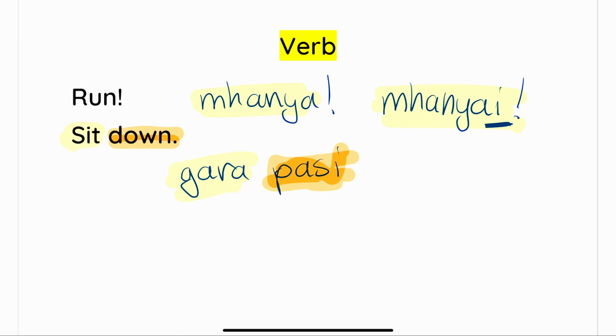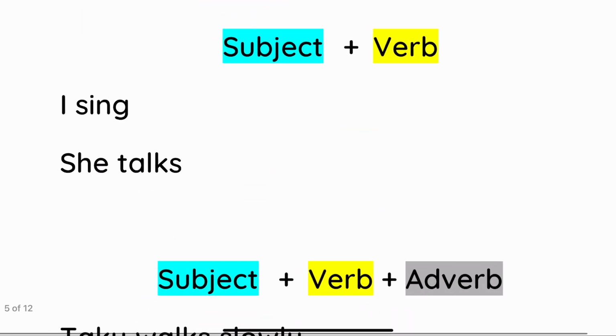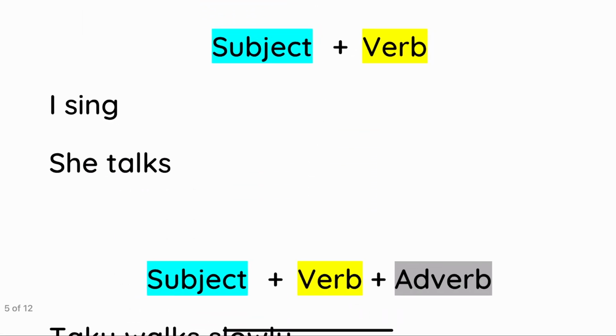And if I wanted to make that a bit more polite, I would say garai pasi. What changes here is my verb. My verb gets a polite ending E. Garai, but where we're sitting remains the same, down. Garai pasi. The other sentence structure we have is a subject-verb sentence structure.